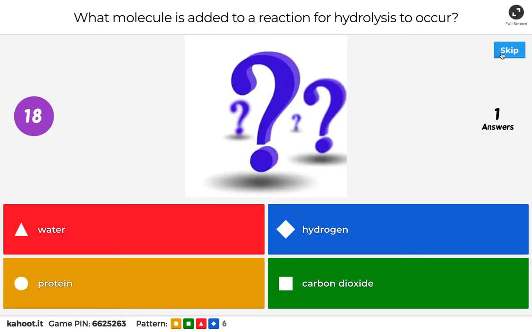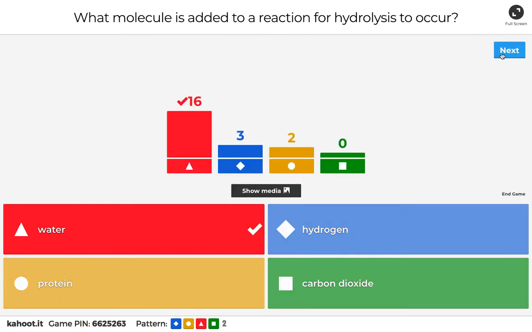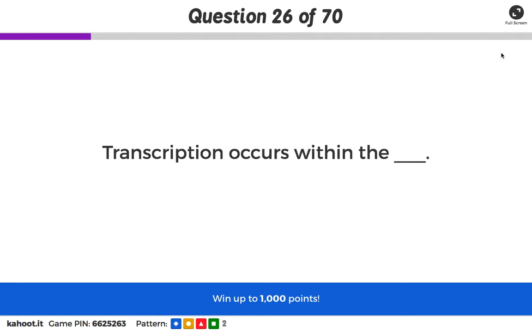So what do you have to add to a reaction for hydrolysis to occur? So Addie, you got it? No, think probably. No. Hydro means water. Good. And lysis means you use water to break the bonds. So in a hydrolysis reaction, we're breaking down something. Dehydration is the opposite. Dehydration is the building.